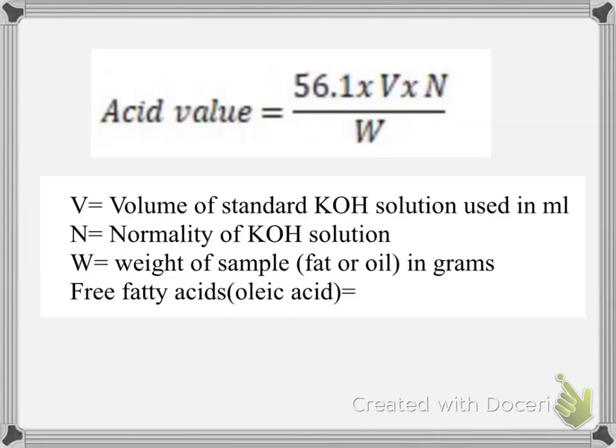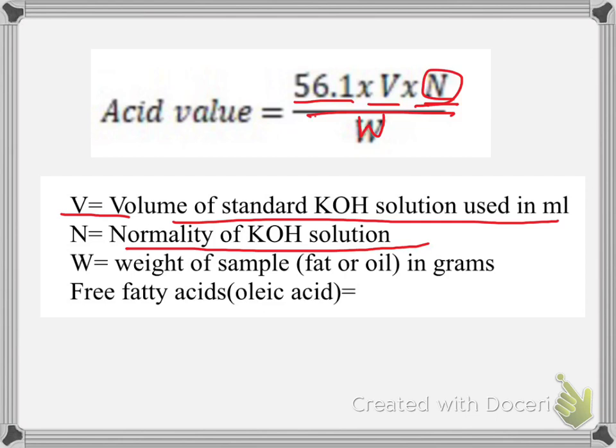The formula for calculating the acid value is 56.1 into V into N, whole divided by W. Here V is the volume of standard potassium hydroxide solution used in ml. Then N is the normality of potassium hydroxide solution used. Then W is the weight of the sample, that is fat or oil sample, in grams.